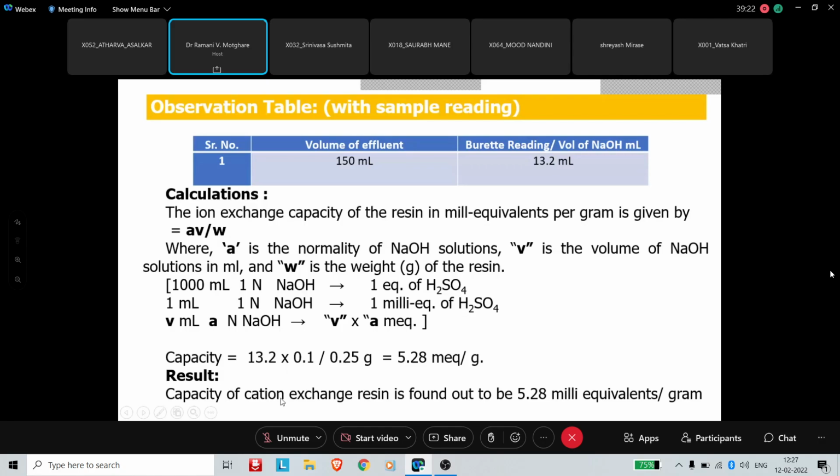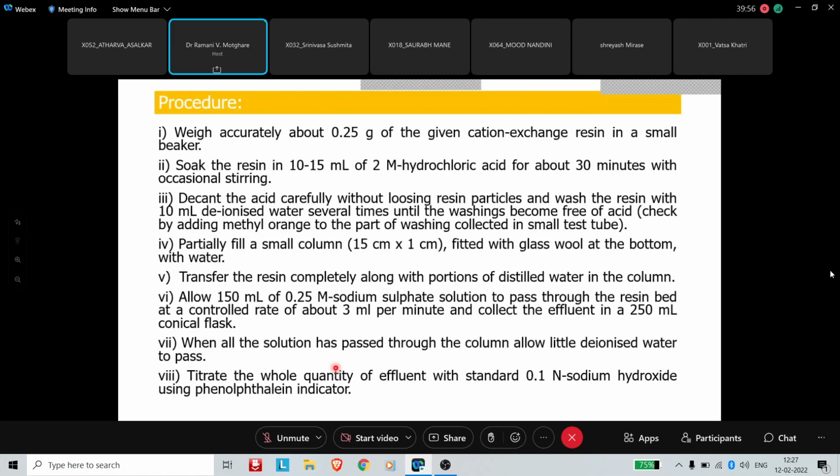So the capacity of cation exchange resin was found to be 5.28 milliequivalents per gram. The titer value is 13.2 ml. So this experiment comprises a single titration. That is this value you got, 13.2 into the normality of NaOH divided by the weight of resin taken. The weight of resin taken was 0.25 gram. It is mentioned here, 0.25 gram of resin was taken initially.